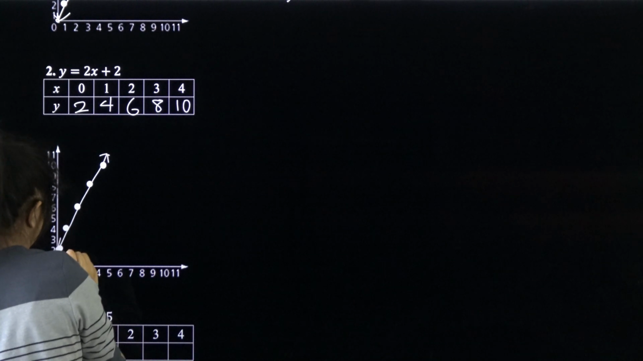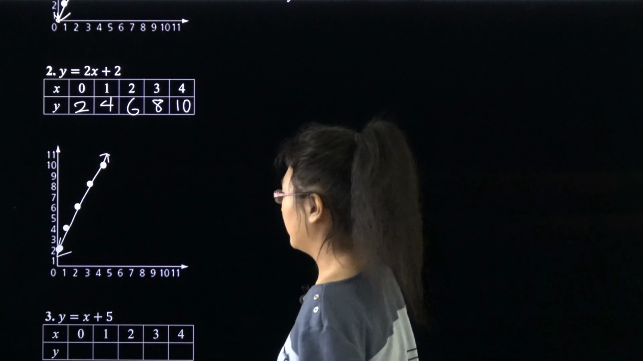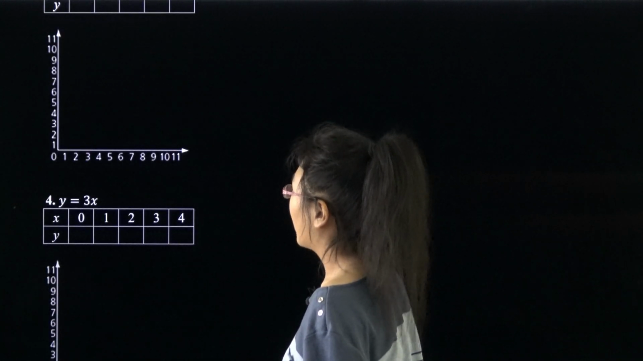And draw the continuation signals. Yay! We're done question number 2. Now we have question numbers 3 and 4.